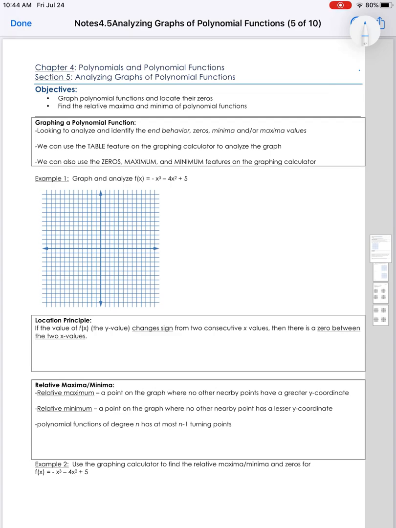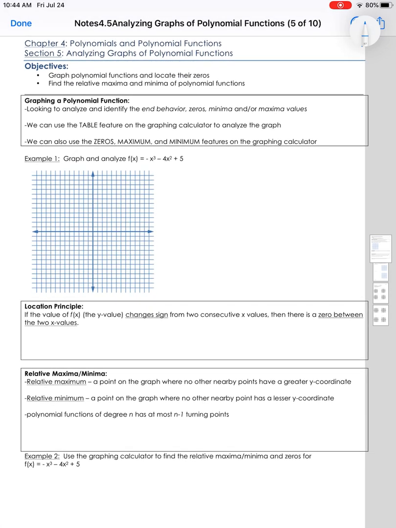All right, so this next section that we're going over is now going to start with a little bit of graphing. We're going to need our graphing calculators out, so get those guys out. And we're going to be looking to analyze and identify the end behavior, zeros, minimum, and maximum values. And we're going to be using a table feature on the graphing calculator to analyze that. We're also going to be able to calculate using the graphing calculator what those zeros, maximums, minimums are.